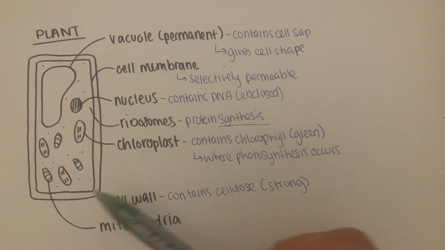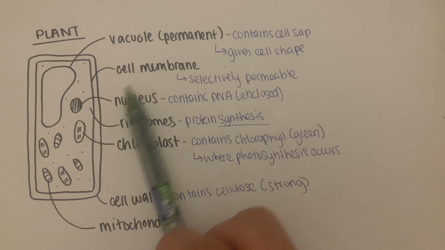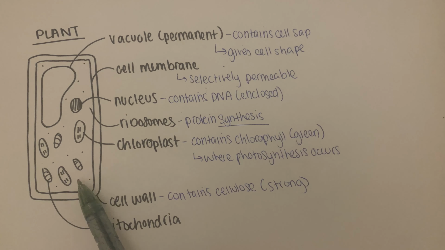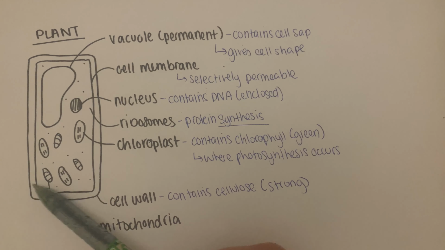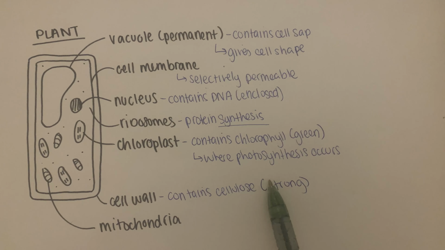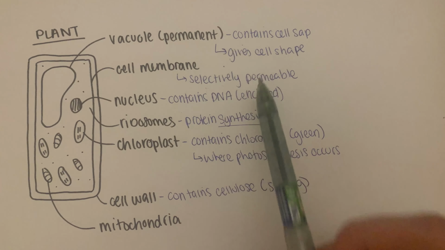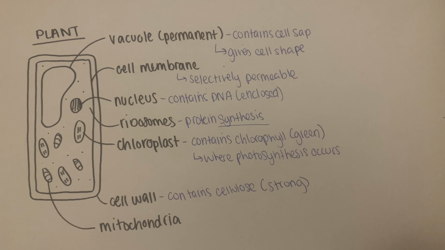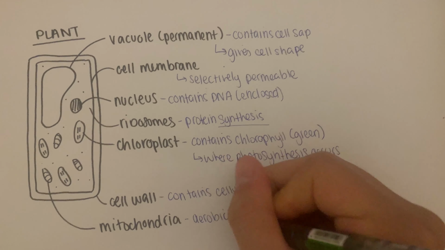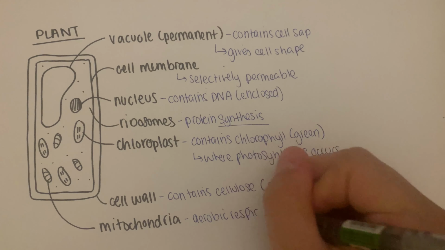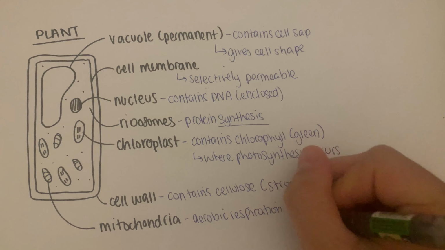plant cell its shape. As you know, animal cells are quite blob-like, but plant cells have quite a regular structure, which is normally like a brick shape, and this is because of the cellulose and the permanent vacuole, which give it its shape. We also have the mitochondria, which, as I've said, is where aerobic respiration occurs.